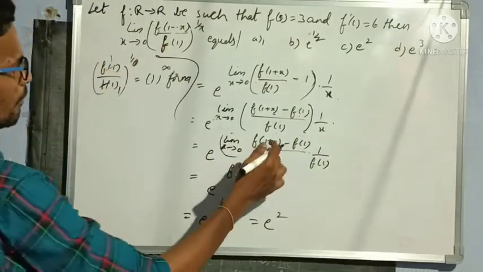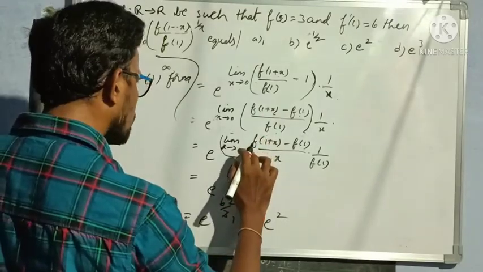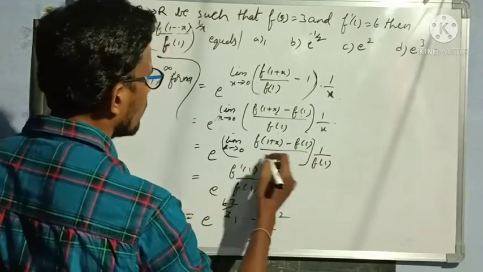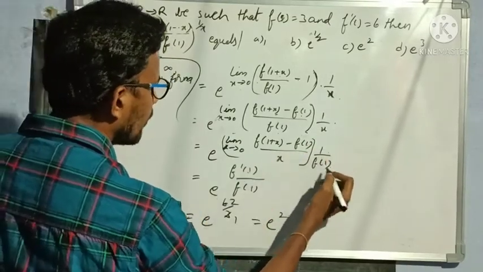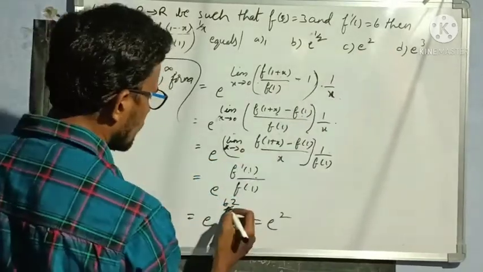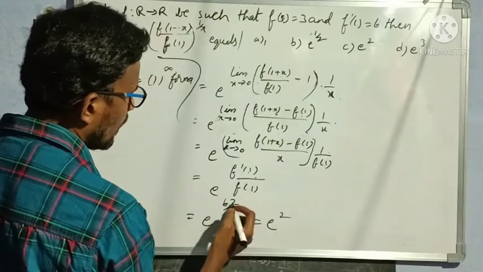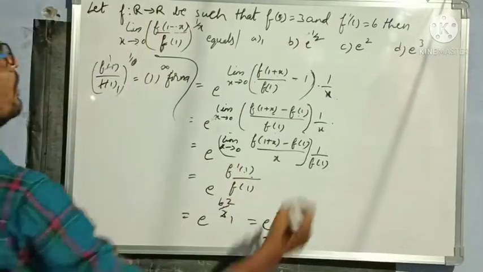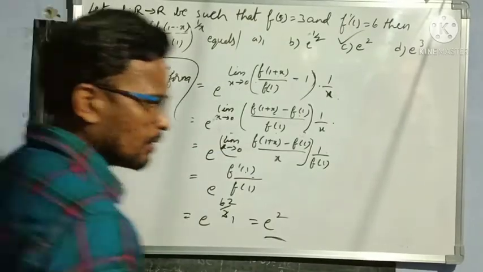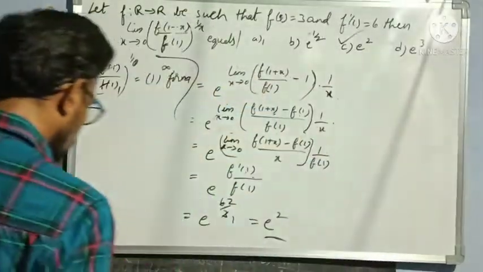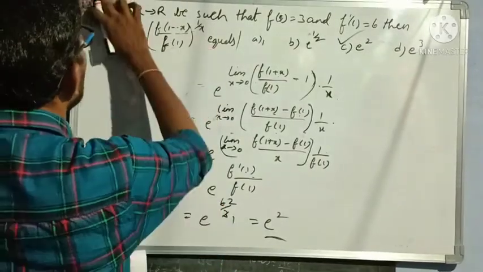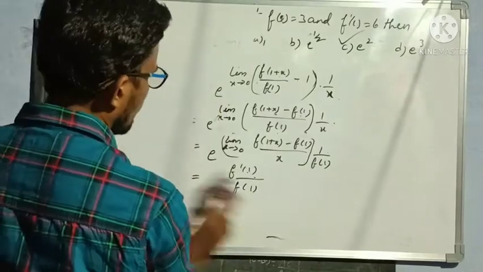So in the same way here, limit x tends to 0 f of 1 plus x minus f of 1 by x, this value becomes f dash 1. Here already f of 1 is there, so by f of 1. So e power already f dash 1 value is given 6. F of 1 value is 3. So 3 ones, 3 twos. So e square is the answer. So option C. This is how we need to find out limits when given in the question. Okay, these two examples are very very important. Already these are asked in previous years JEE exams.